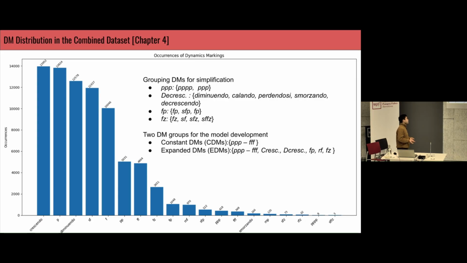One of them is the constant dynamics markings, which can be ordered based on loudness from pianissimo to fortissimo. Another group for the development is where I included the non-constant dynamics markings, which are crescendo, decrescendo, fortepiano, rinforzando, and forzando. Those are also combined together with constant dynamics markings.